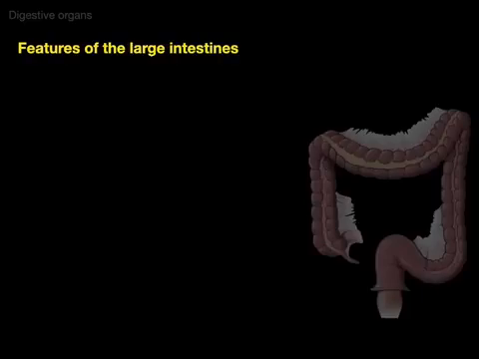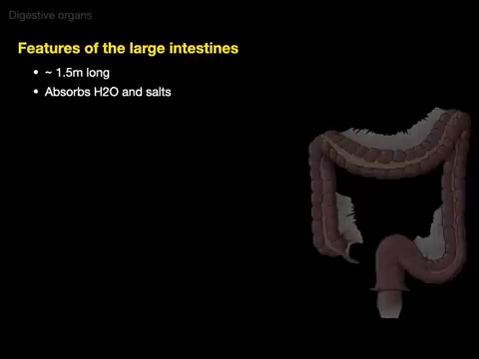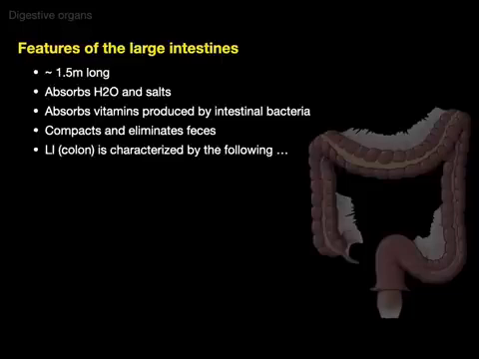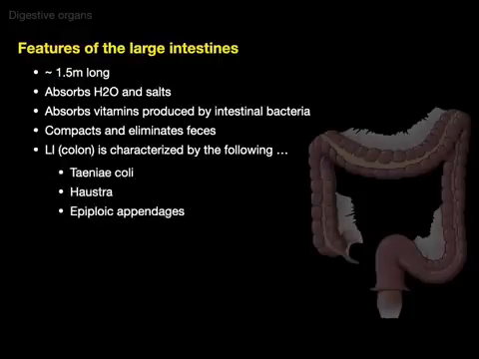What are some of the features of large intestines? Well, they're about 1.5 meters long. They get their name because the luminal diameter is large compared to the small intestine, even though they're far shorter. The large intestines absorb water and salts, and also vitamins that are produced by the intestinal bacterial flora. And the colon basically compacts and then eliminates feces. The large intestine is then further characterized by taenia coli, haustra, and epiploic appendages.